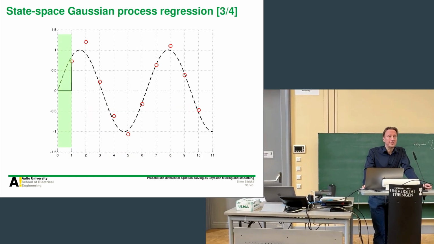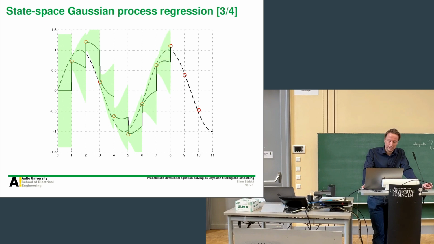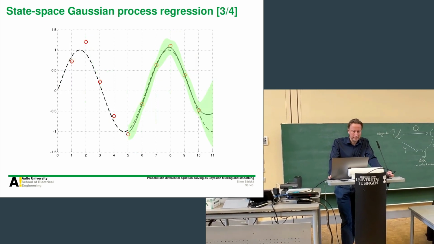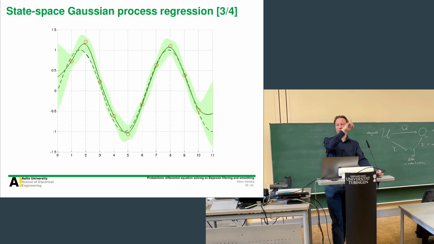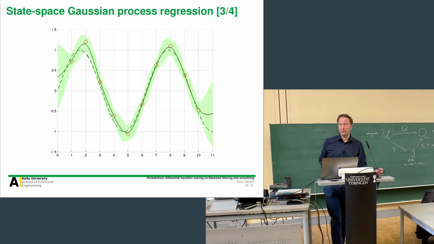And so this is actually the same GP regression, but now with the Kalman filter, so it goes forward like this, and then backward like this. And even though this is a Kalman filter and smoother, this is exactly the same solution as the GP regression solution that I had before. So how can we use this system in ODE solving?